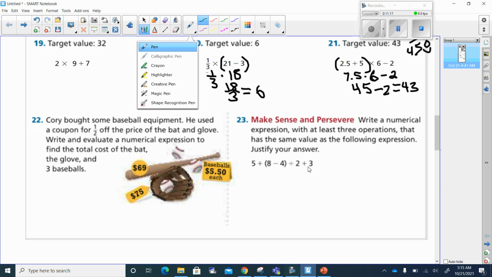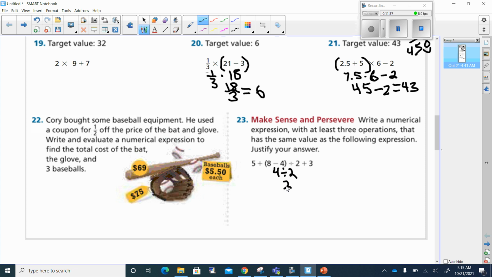Well, in order to do this next one, I have to know what the value is. So I'm going to find out what it is first. I do parentheses first. 8 minus 4 is 4. 4 divided by 2. Remember, division comes before addition. 4 divided by 2 is 2. And now I have 5 plus 2 plus 3. That's going to equal 10. So I need an expression with at least 3 operations that has the same value as 10.